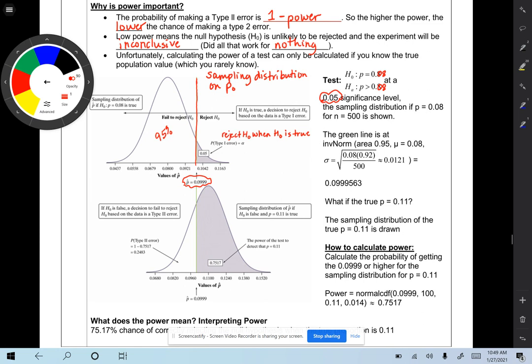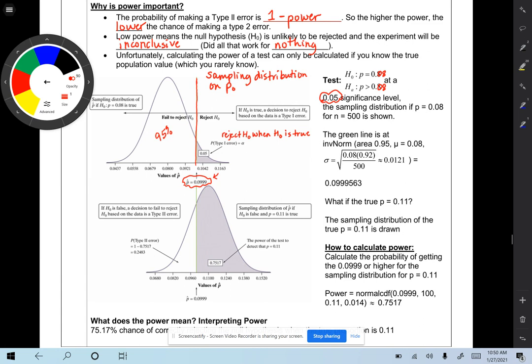The mean is 0.08, and the standard deviation based on that mean is the square root of 0.08 times 0.92 divided by the sample size of 500, and it gives you 0.0121. That gives you the standard deviation. Plugging that into the inverse norm, we have this value, 0.0999563, which is what I've circled right here, the value of p hat, and that gives us that particular probability.